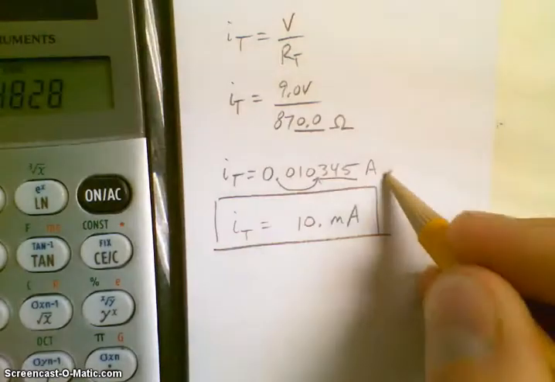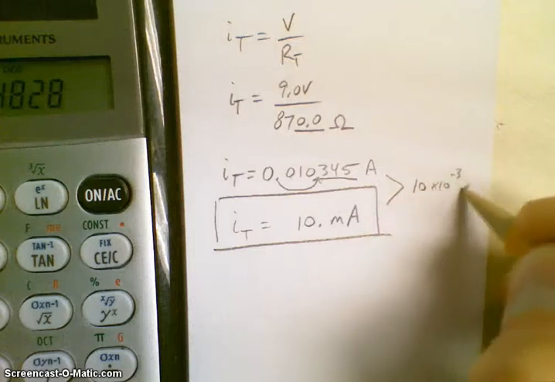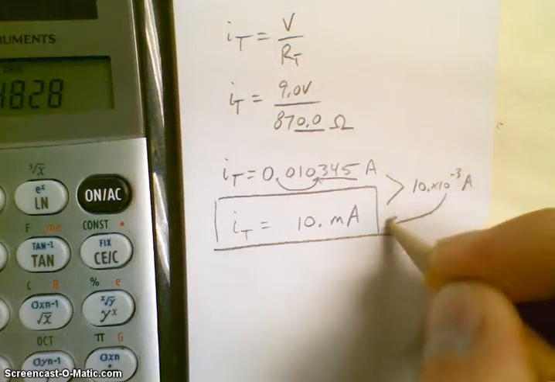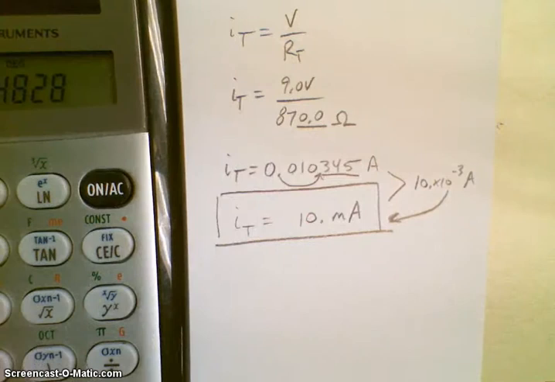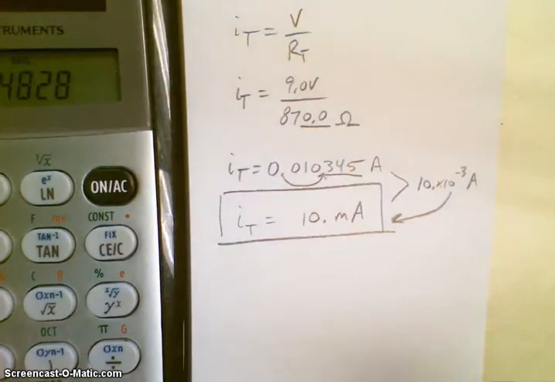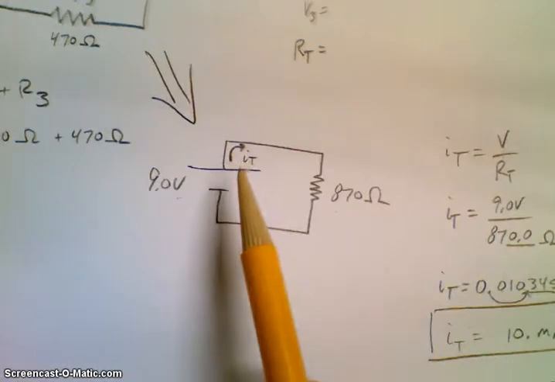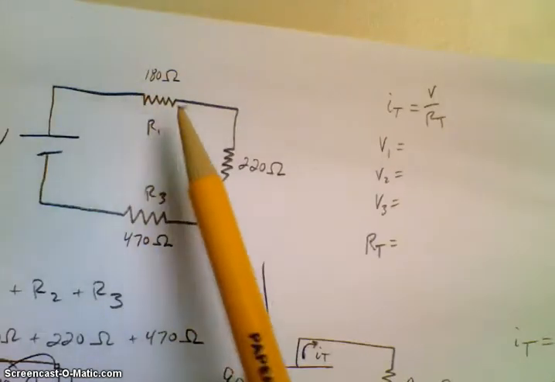If you need to show an extra step in here and show that this is 10 times 10 to the negative third amps before you move to that, that's fine. Okay, if you can do it straight from here to there, perfect. Questions on that? If I know the total current leaving the battery, how much current goes through this resistor?